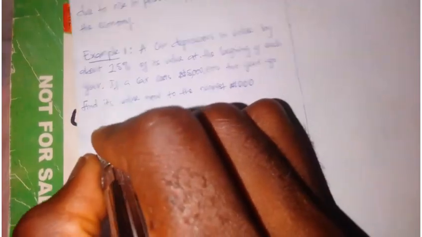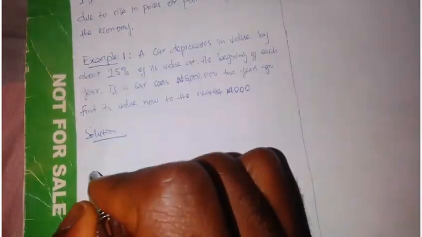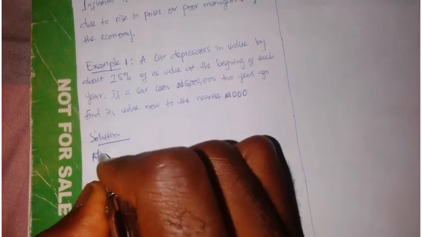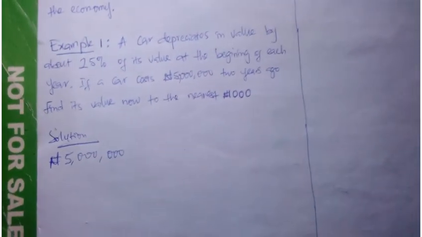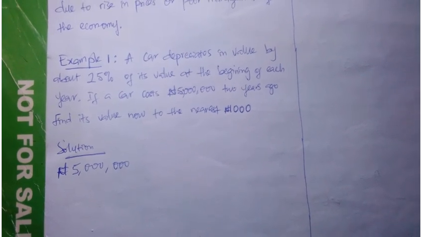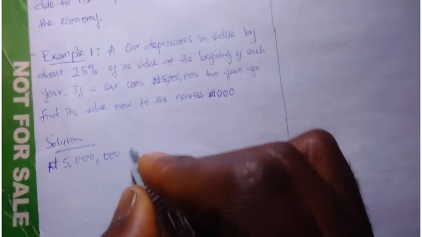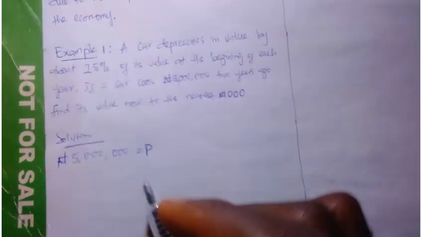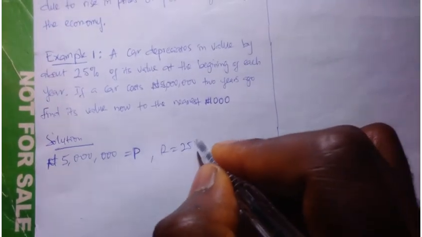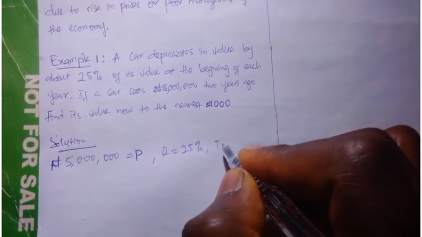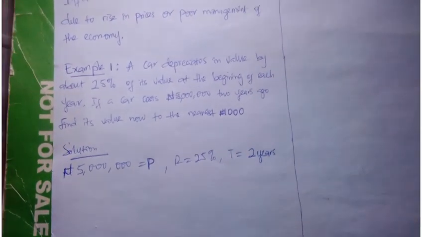The first thing to do there is to bring out our parameters. Solution: we have our principal. For the last 2 years, it was 5 million naira. That's the principal. Then we have our rate as 25%, and our time as 2 years, for the whole 2 years, 2 years ago.